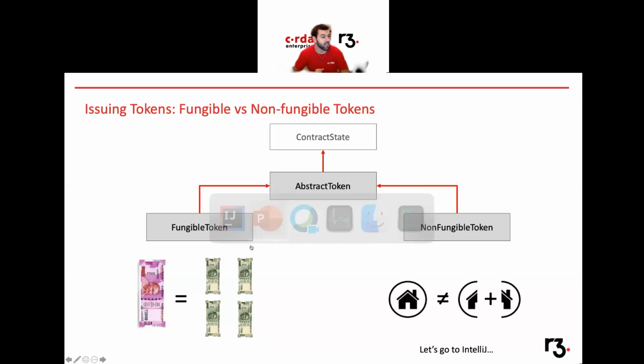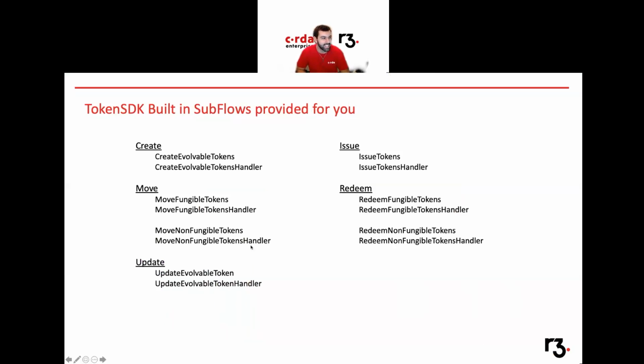That being said, we'll jump back into the slides, and I'll tell you just a little bit of the subflows that you're going to want to keep in mind. So there's create, move, update, issue, and redeem, like we talked about earlier. And a lot of these are very intuitive. Create creates tokens. You can move them, move fungible tokens, move non-fungible tokens. That's relatively intuitive. Similar thing with update. You can update evolvable tokens. You can issue tokens. Then you can redeem. And just remember that redeeming a token destroys it.